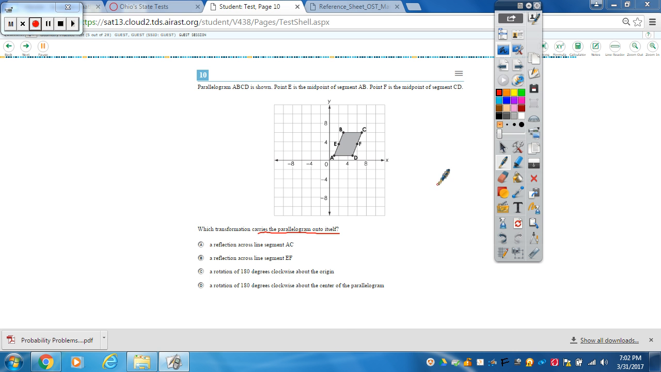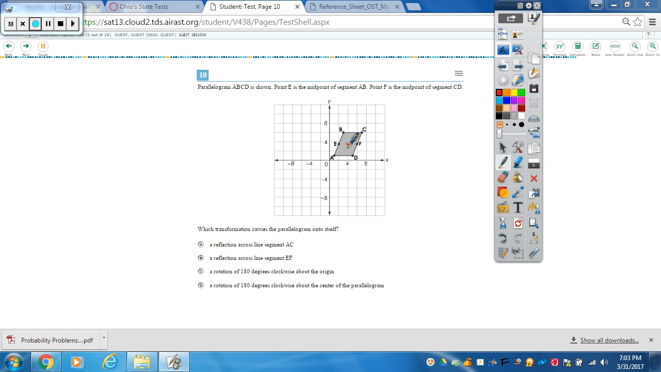The clock goes in this direction. So as a result, if I rotate this 180 degrees, we're looking at point A being somewhere in here. Okay, 180 degrees, D will be somewhere over here, probably right in there. See, so you're going to end up with something over here like this. It doesn't map onto itself. So that leaves the last one, a rotation of 180 degrees clockwise about the center of the parallelogram.